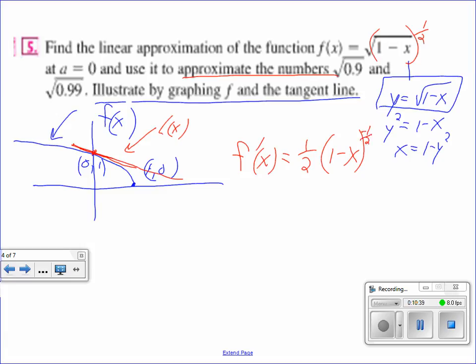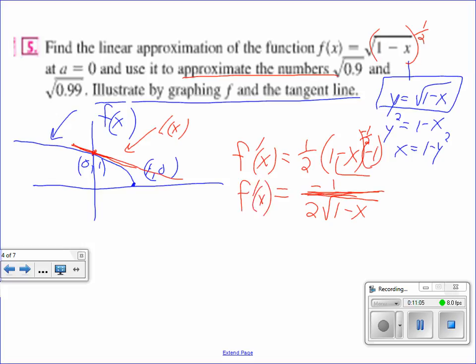Then what's the derivative of the inside? Ooh, the derivative of the inside is -1. Don't forget that. Common mistake. So I could write this as -1 over 2 times the square root of 1 minus x. Another way to write this. This is the derivative of that function. Got to be good at taking derivatives.